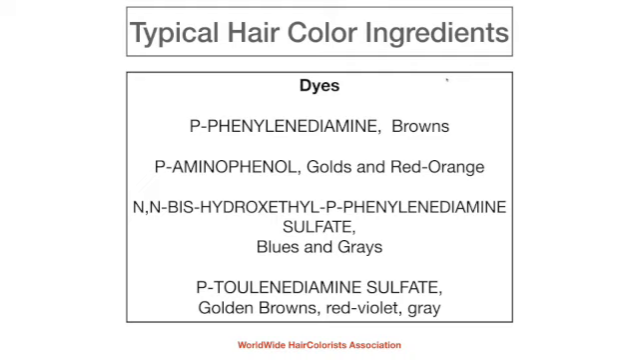P-aminophenol is used to create golds and red-orange colors. And N,N-bis hydroxyethyl p-phenylenediamine sulfate, and that's a big word, primarily we use it to create blue and gray, blue coloring, blue violets, gray colors. And then p-toluenediamine sulfate is generally used to create golden browns, red, violet, and gray colors. And I'm going to show you a lot more as we go on.